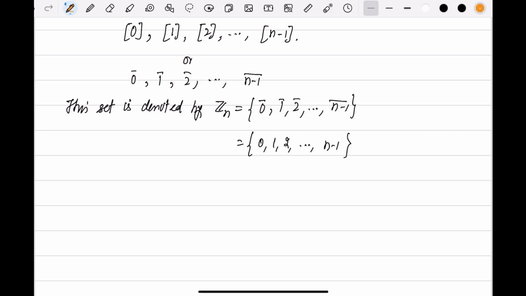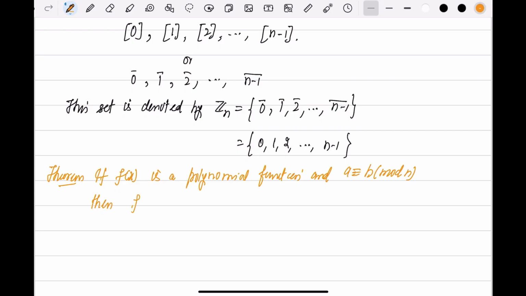Okay, now let's take up one nice result regarding these equivalences. This is a kind of theorem. If f of x is a polynomial function, and a is congruent to b modulo n, then f of a is also congruent to f of b modulo n. Therefore, this congruence relation is preserved by a polynomial function also.